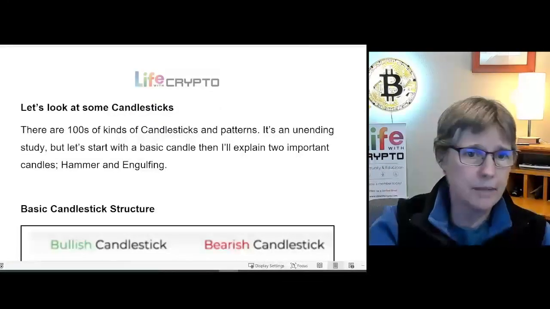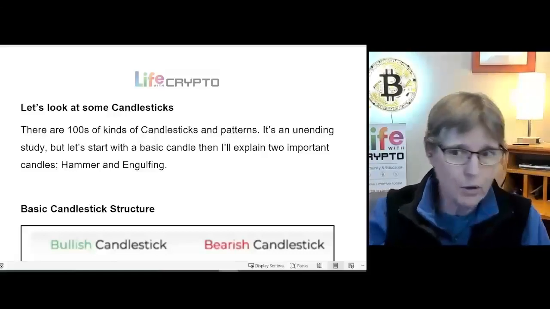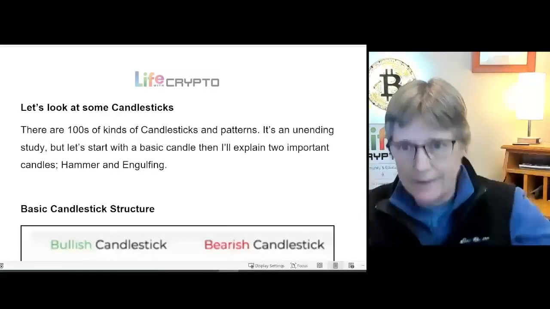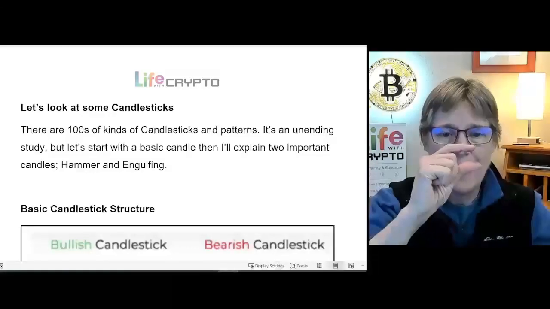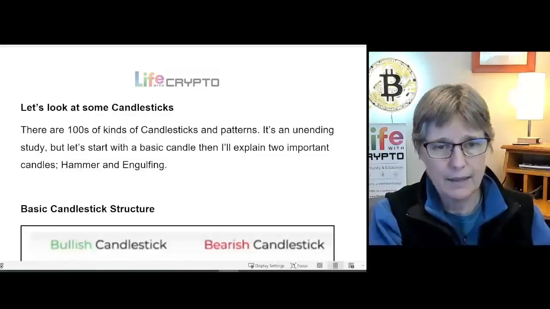So let's look at some candlesticks. I left my book in the house. I have a book on candlesticks I wanted to show. It's about that thick, and it goes over so many different kinds of candlesticks and patterns.